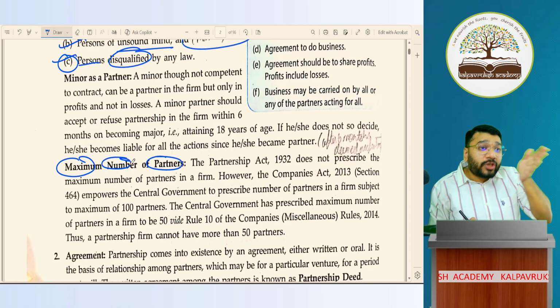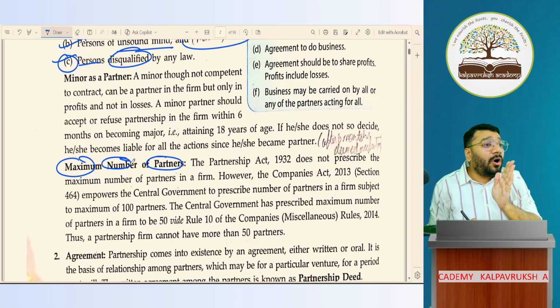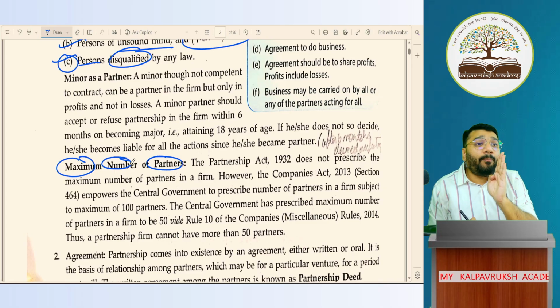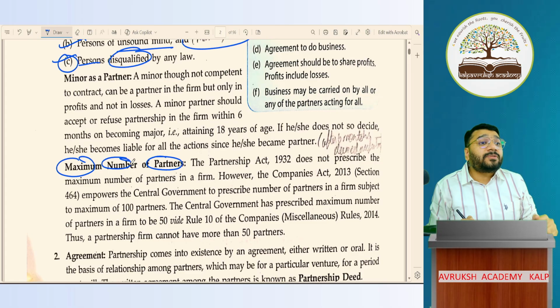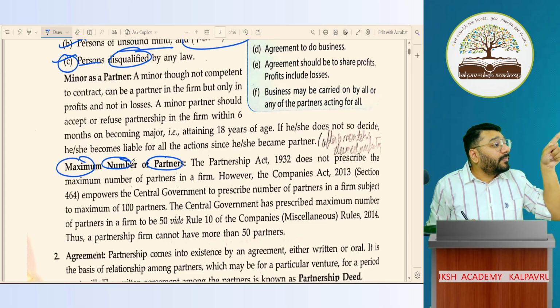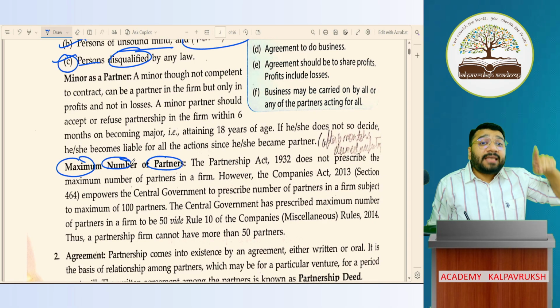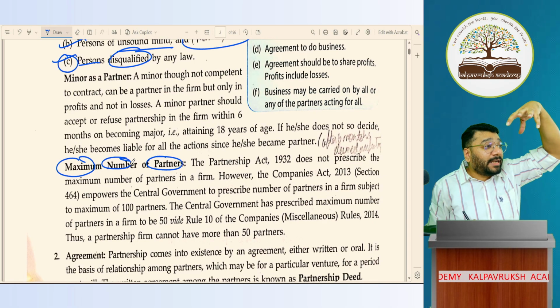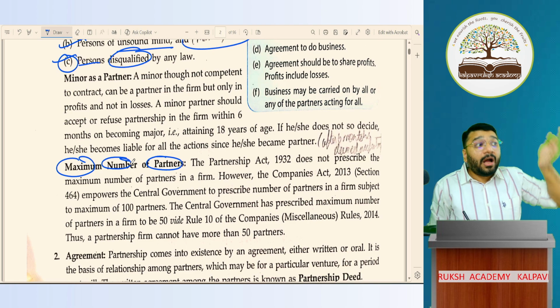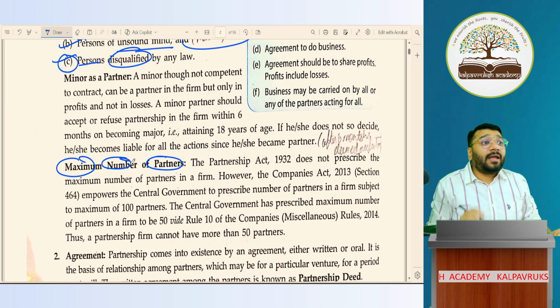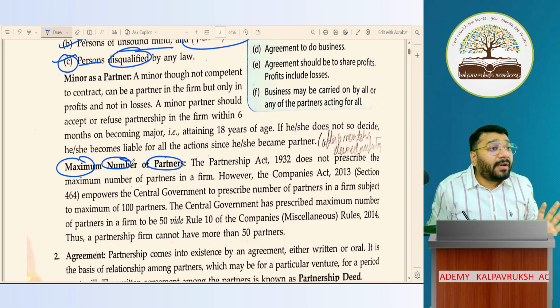As of today, the central government has the maximum limit for appointment of partners. How much is it? 100. The central government got this upper limit of maximum 100 from whom? From law. Which law? The Companies Act 2013. So as per the Companies Act 2013, a maximum of 100 people can be partners in any partnership firm. Out of that, the central government as of today has notified what upper limit?